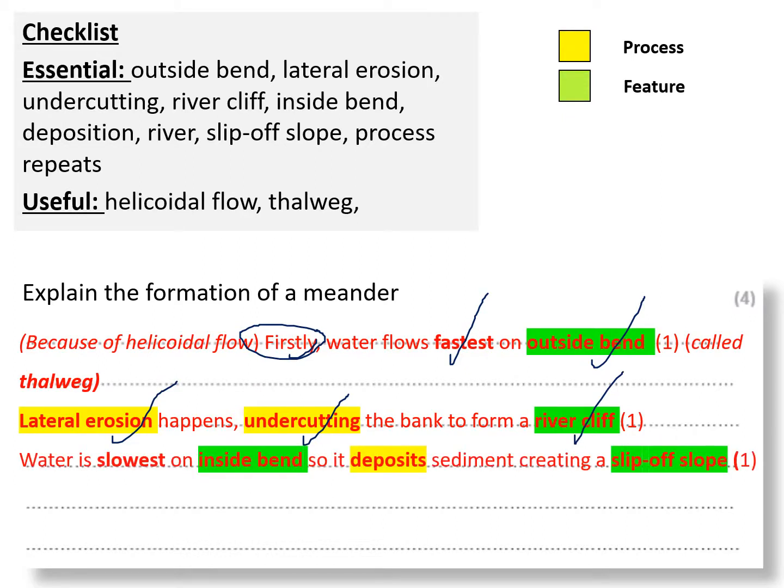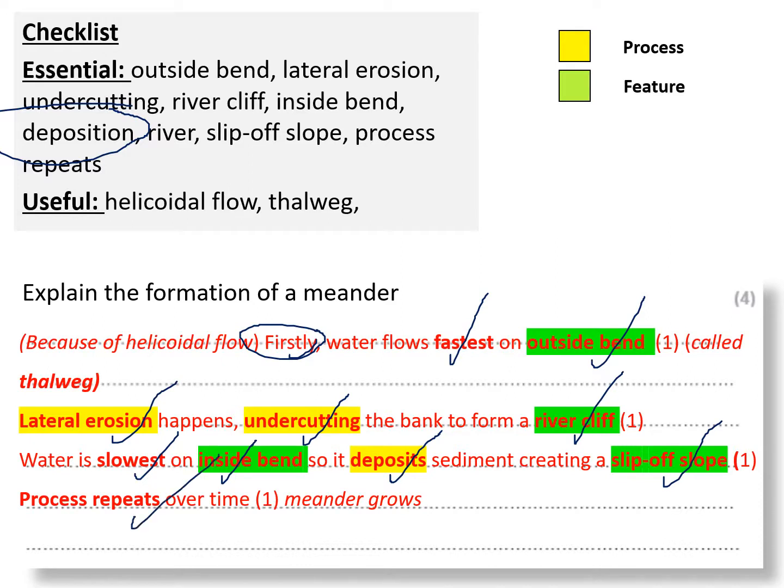Water is slowest on the inside bend, so it deposits. There's that word, deposits, which comes from deposition up top. That creates our slip-off slope. And the important thing is you recognize that this is continually happening. So we're going to say that the process repeats over time. The process repeats. You could even say the meander grows. Give yourself a mark out of 4 and green pen whatever you missed out.